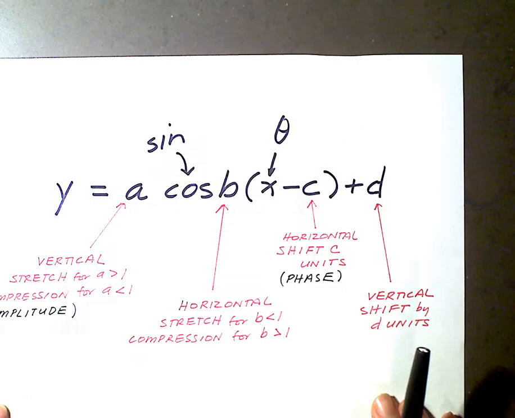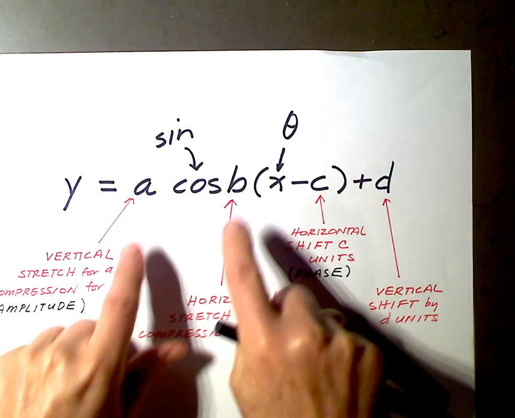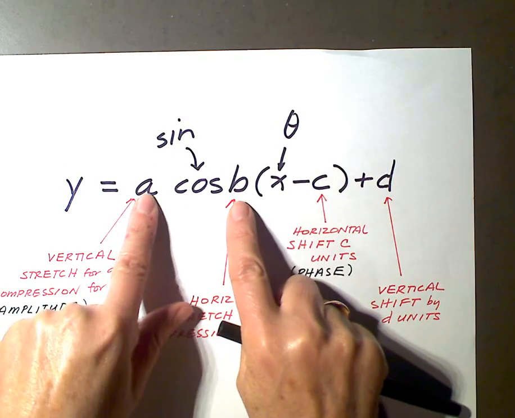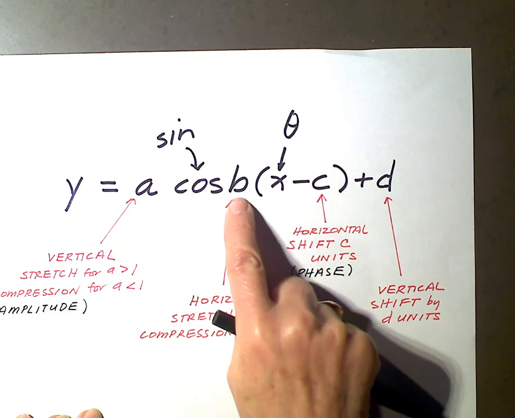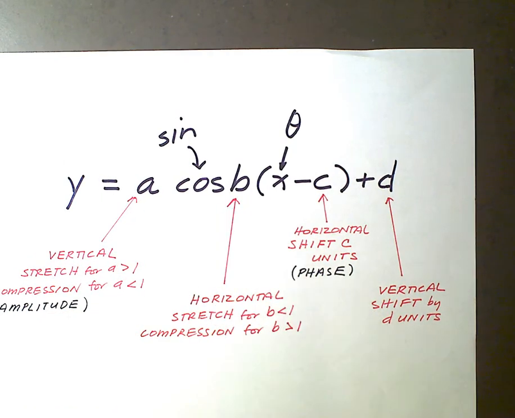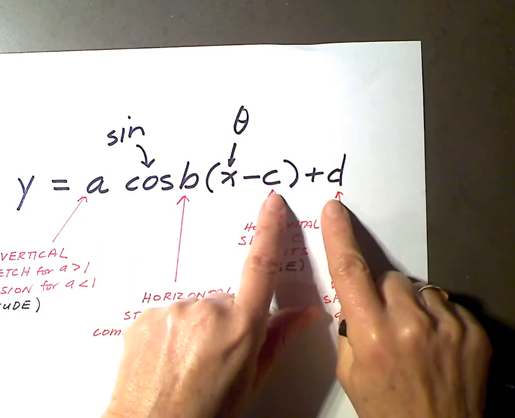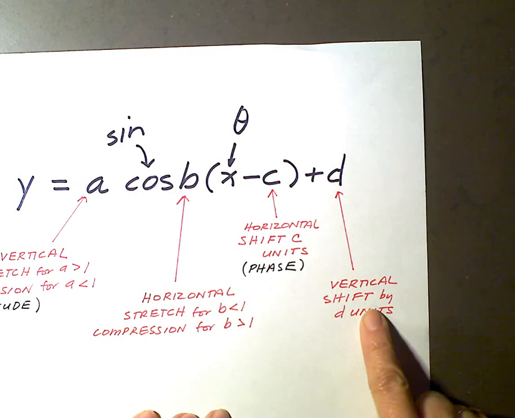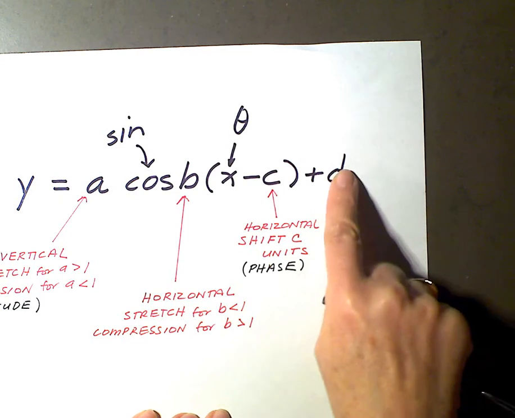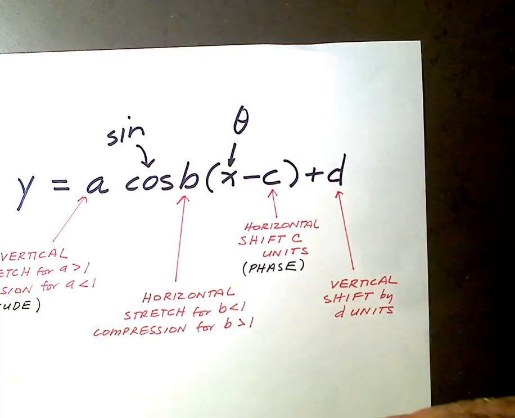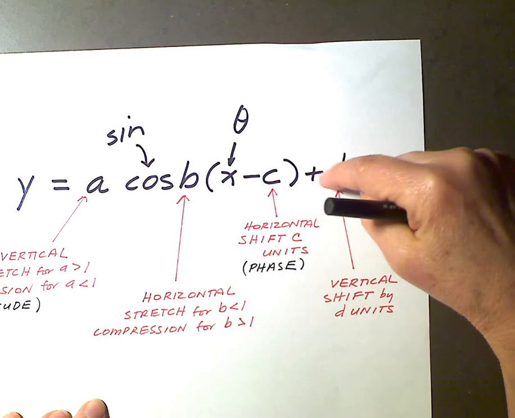So again, in our first video, we involved A and B, which changed the shape. A changes the shape vertically, and horizontally B changes the shape, either stretching or compressing the function. Now we're going to be involving C and D. D moves the function up or down. So if we add a number on, it just shifts the whole function up. And if this is negative, it shifts it down.